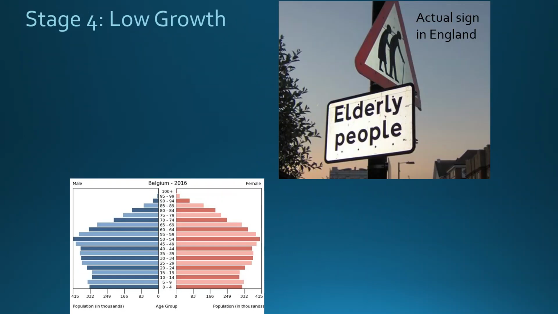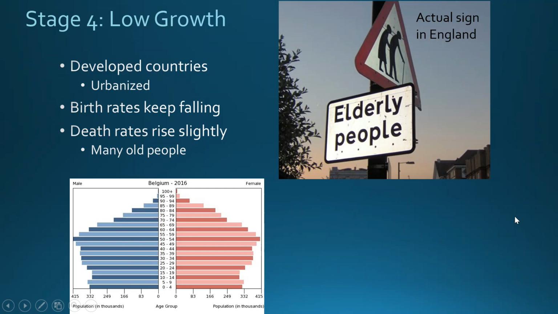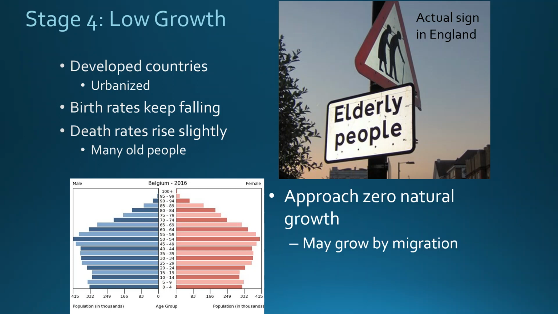Then we have stage 4, which is where you have very low growth. And this happens in developed countries that are really heavily urbanized, like the United States. Birth rates keep falling. Women are having fewer children for those reasons described before. Death rates rise slightly, but this is mostly due to having more elderly people in your population, right? Many old people. So here you have Belgium, you have that population kind of bubble. Now it is higher. And so basically what this is doing is approaching zero natural growth, where your population is not growing at all.